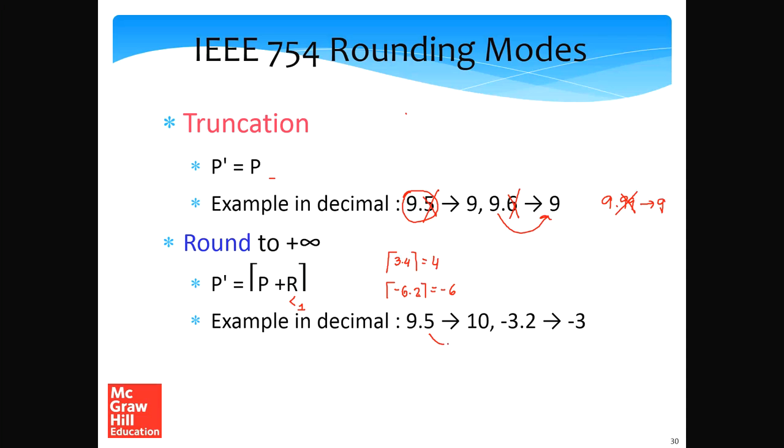So 9.5 we'll round it to 10 because that's the next higher integer. Minus 3.2, if we have a number of this type, we'll round it to minus 3 because that's the next higher or greater integer. So this is rounding to plus infinity. This also is something that is supported by the IEEE 754 format. And the advantage here is that we always choose the higher integer.